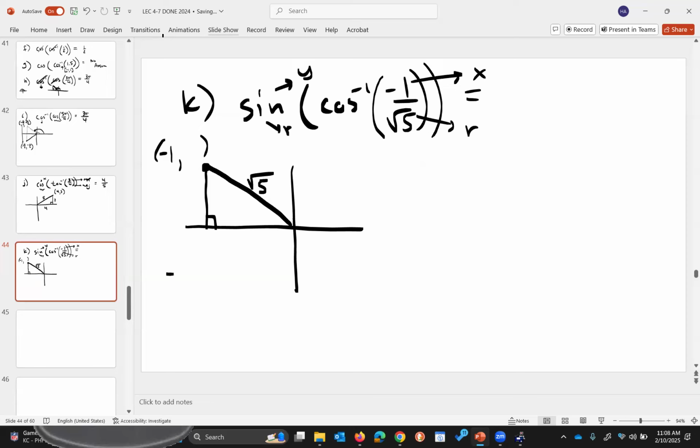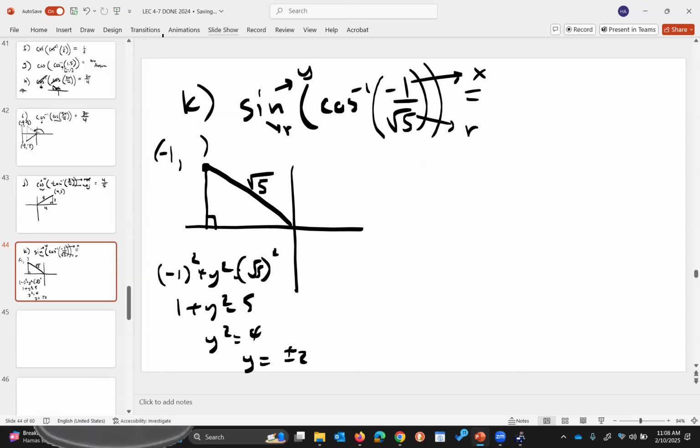Yep. So if you guys want to do that here, -1 squared plus the Y value squared is equal to the square root of 5 squared, which makes 1 plus Y squared equal to 5, which makes Y squared equal to 4, with Y being plus or minus 2, depending on what we need. And we need a positive 2. Final answer is 2 over √5. And it is a positive 2 because we are in quadrant 2, because the cosine inverse only works in quadrants 1 and 2. Are we good there?